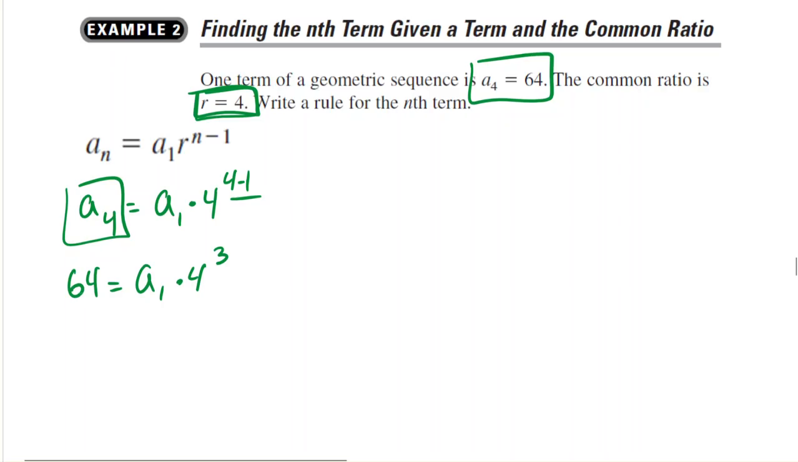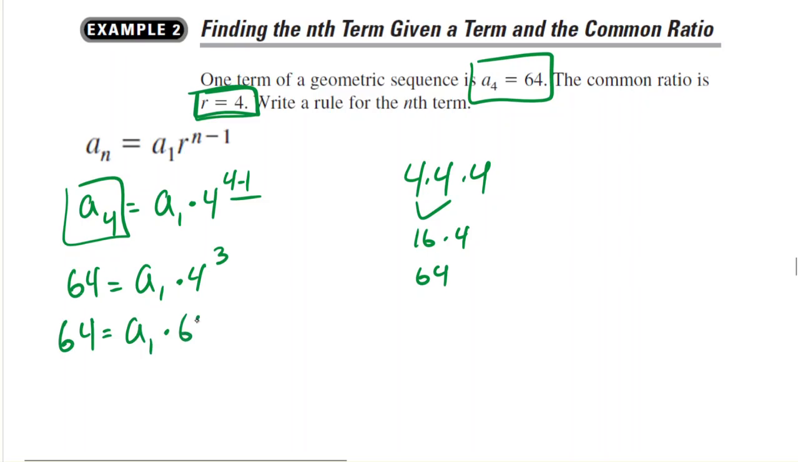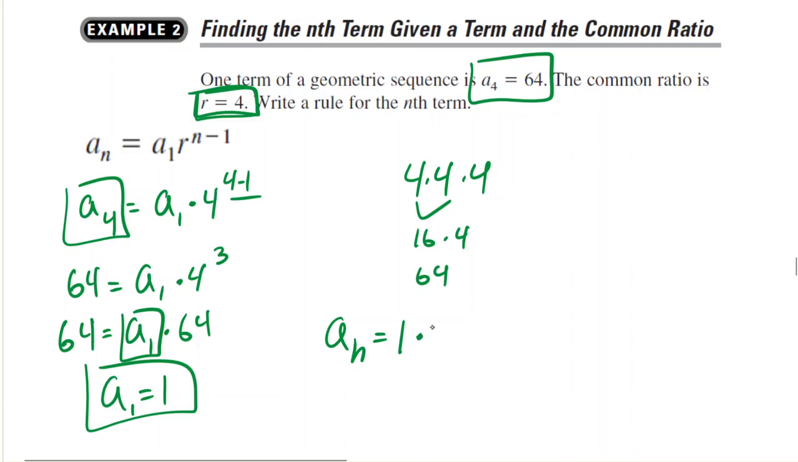So we evaluate 4 to the third power. That's 4 times 4 times 4. Well, 4 times 4 is 16 times 4 makes 64. So 64 equals the first term times 64. So what does the first term have to be? First term must be 1, right? So we just solve for the first term, which is 1. So our rule would be a sub n equals 1 times 4 to the n minus 1 power.